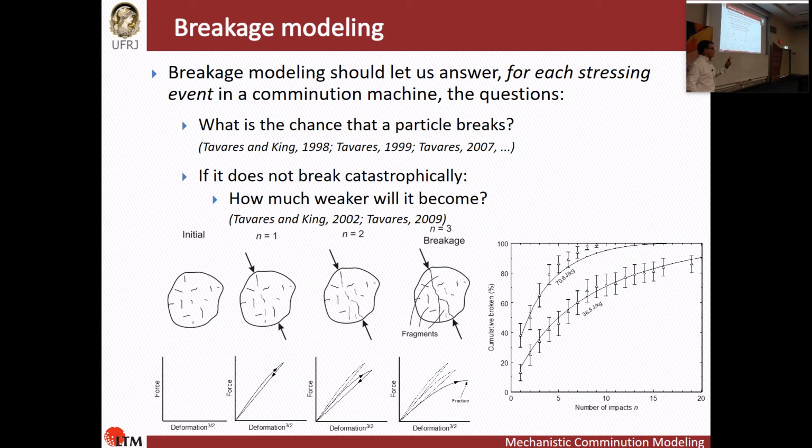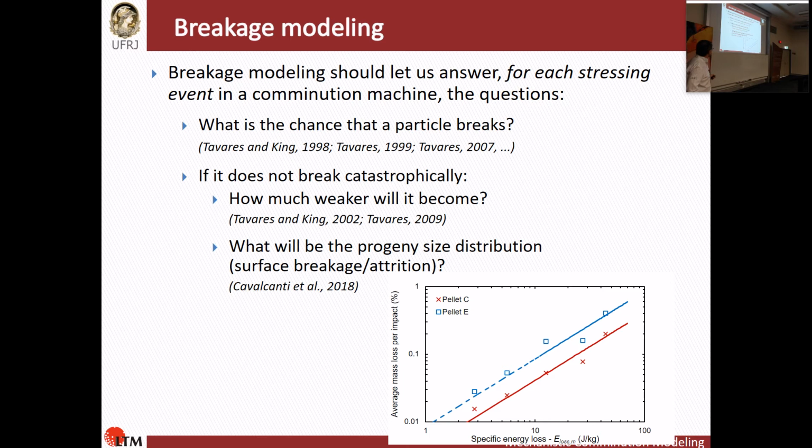And depending on the level that it is, it does good work, sometimes it does very little work, and that's exactly what we can understand through this. Well, just going forward, if it doesn't break catastrophically, besides getting weaker, it really gets a little bit of rubbing on the surface, which we call attrition or abrasion or even chipping.